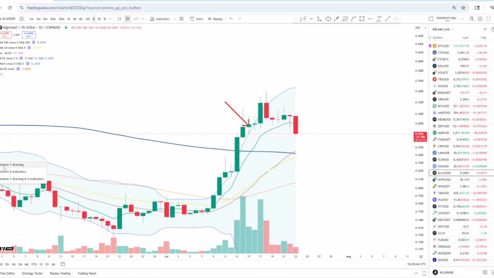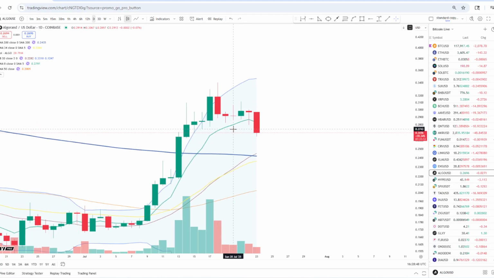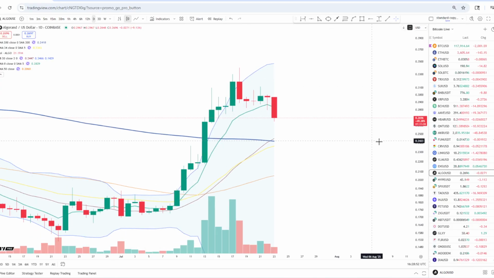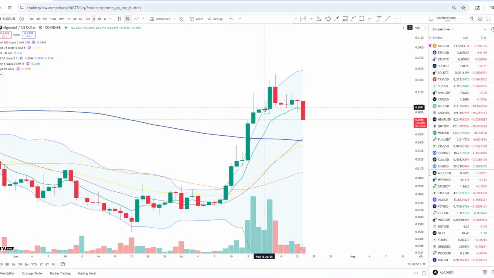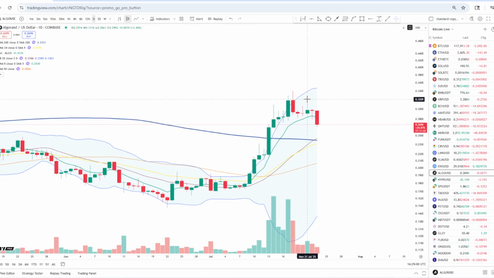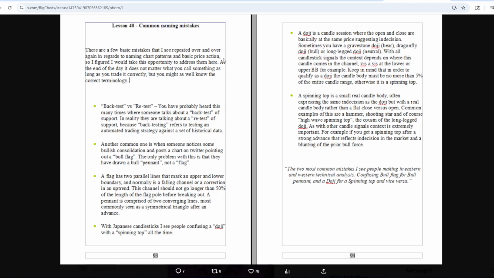Now, does it really matter? Not that much, because they're both small bodies representing a pause in momentum. The doji represents an even deeper pause than a spinning top, and now you know the difference. Now you know the difference between a back test and a retest, a doji and a spinning top, and a bull flag and a bull pennant. And this is lesson 40 from Trading Wisdom, Common Naming Mistakes.